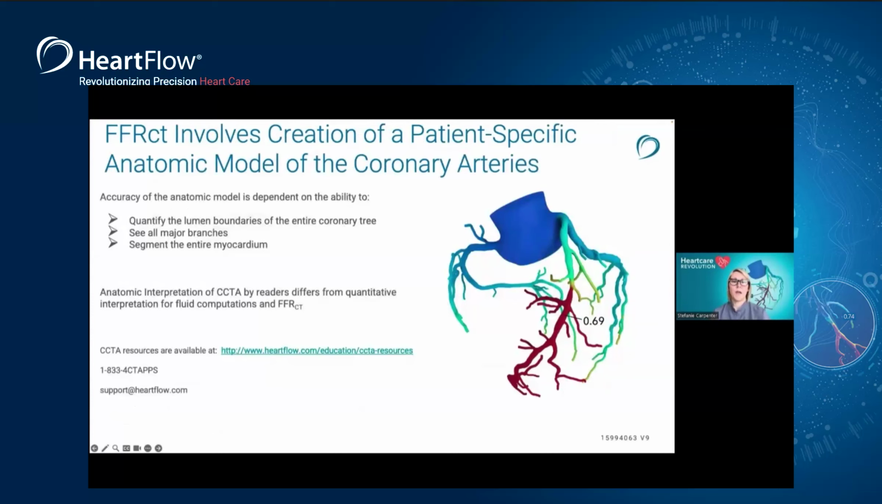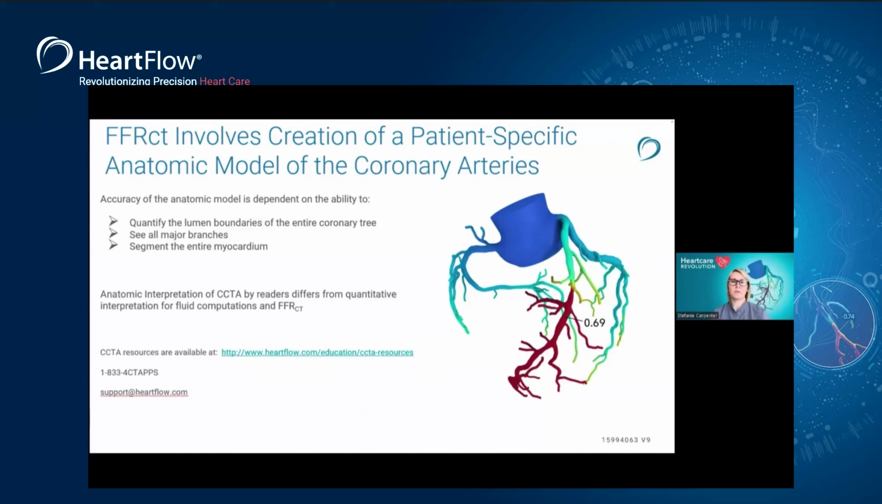In order to create the most accurate FFRCT model, the image quality of the CT data supplied must be optimized. The scan range must include the entire myocardium, and the exposure factors must be optimized so that the lumen boundaries of the coronary tree are easily discernible. HeartFlow engages with CT subject matter vendor experts to supply recommended acquisition protocols for their CT scanners. These and additional resources are available on the HeartFlow website. In addition, your CT application specialist is available to assist you with scanner-specific protocols, questions, and concerns.